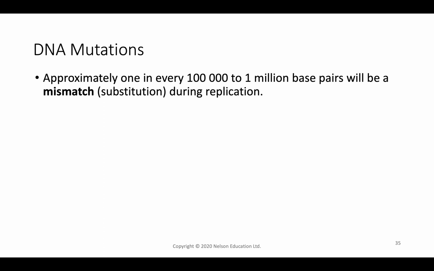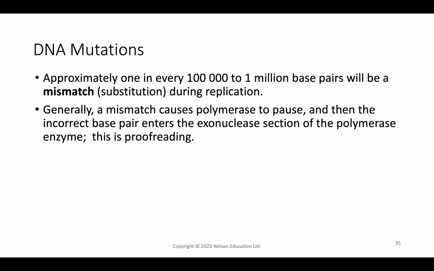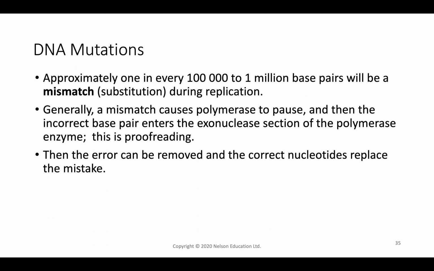And we end up with a mismatch of approximately 1 in every 1 million base pairs or so, but we have a polymerase mechanism that causes a pause. If there's a mismatch, the polymerase will pause, and then something will happen, and it'll edit it out. The exonuclease section of the polymerase enzyme is generally going to take the wrong part out. That's called proofreading, or one set of proofreading. And then they remove the error right there on the site, and the correct nucleotides replace the mistake. This is the equivalent of you taking notes and realizing as you're writing the word that you're spelling it wrong and fixing it right then.